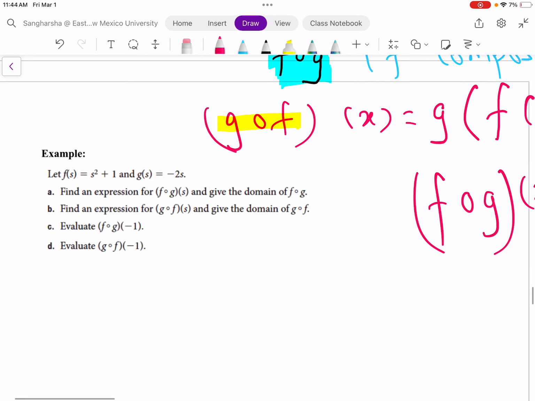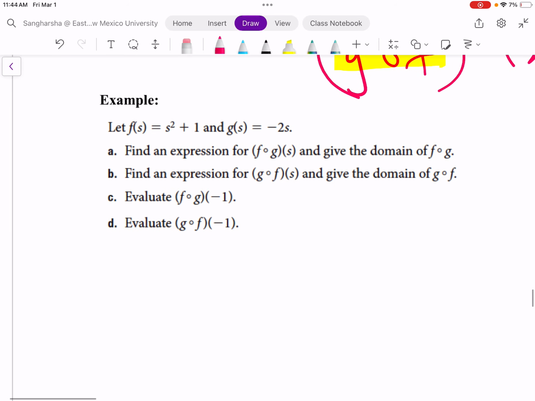Now let's use this definition for our next example. We have f of s, which is s squared plus 1, and g of s, which is negative 2s. If we compare these two functions, what is one common thing that you can see?